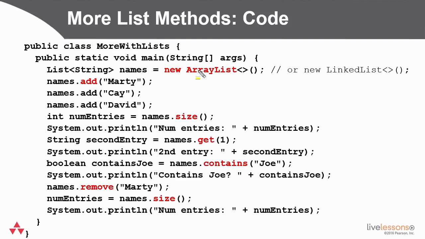I can make an ArrayList, but by making the variable of type List, I can change my mind later and switch it to LinkedList and guarantee that none of the rest of my code has to change, and also guarantee that my output is the same. I can add a few entries. I can look up the size that results after I add those entries. I can retrieve an entry. Remember that an index of 1 means the second entry. I can do a test: does it contain a certain entry? I can remove something and then see the updated size.